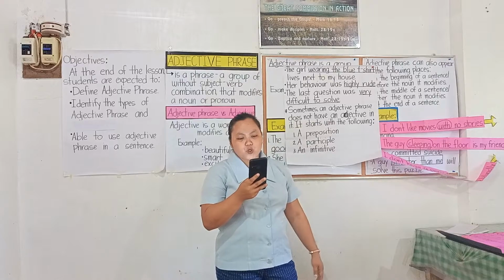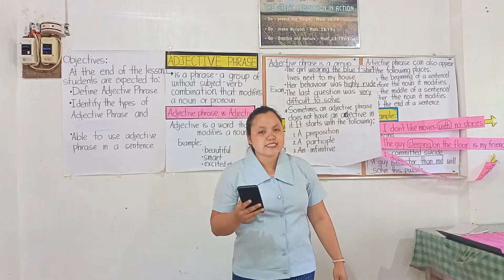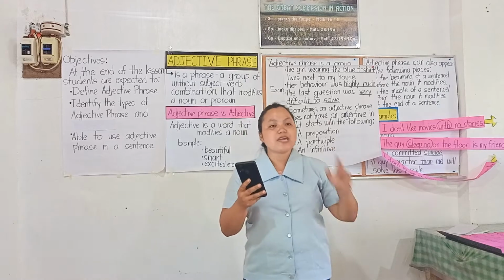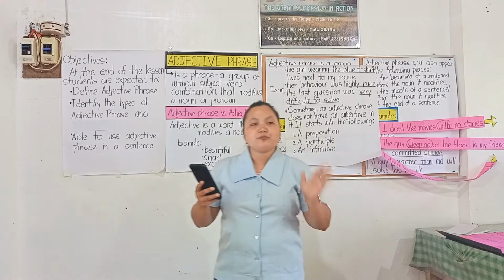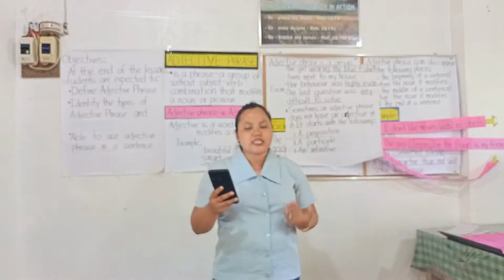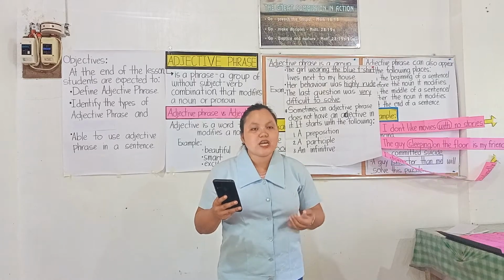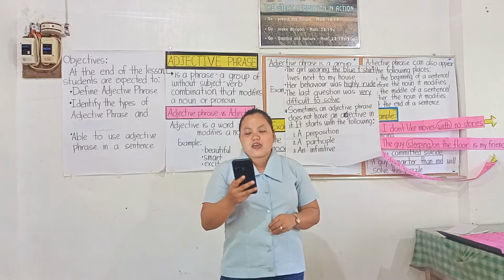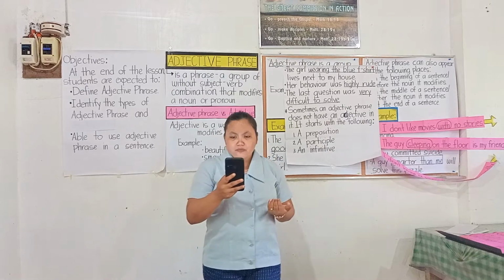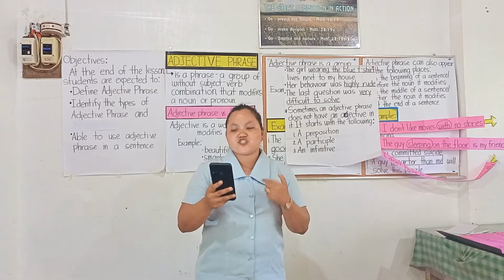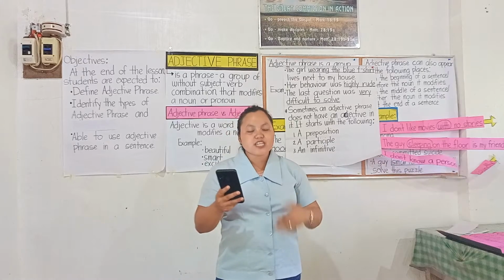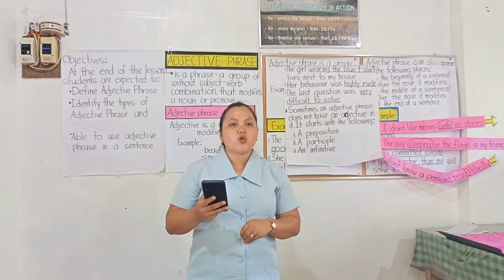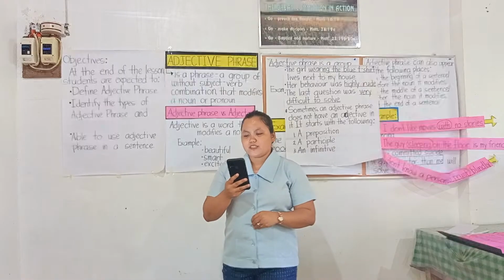Another example, the shop built next to my house is huge. "Built next to my house" is a participle phrase that starts with a participle, "built," which is a past participle. And the "built next to my house" works as an adjective. And since it's a phrase, it will be called an adjective phrase.